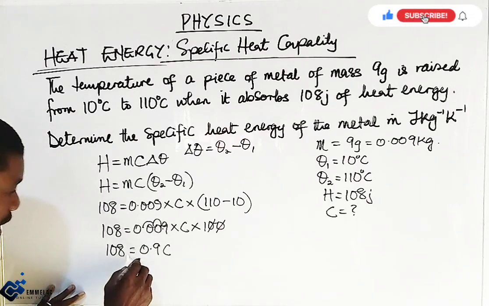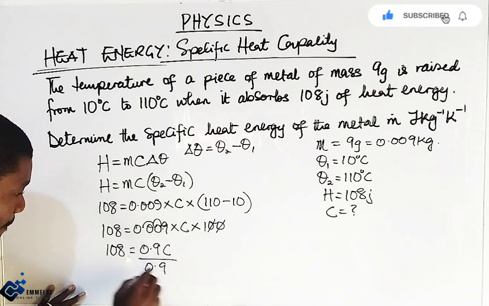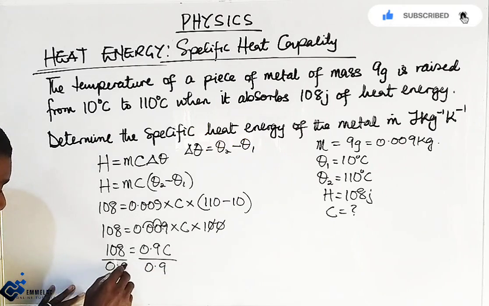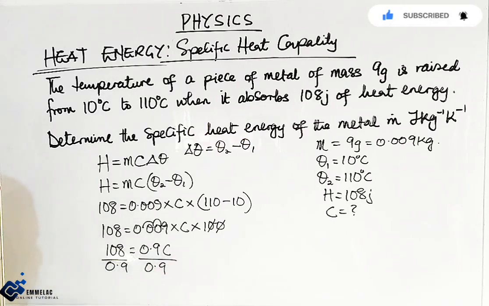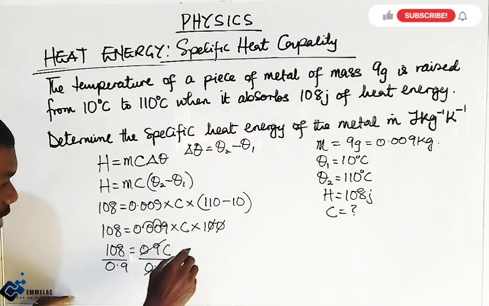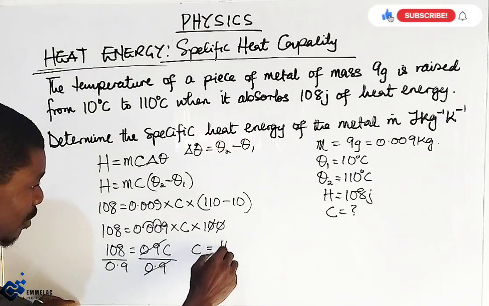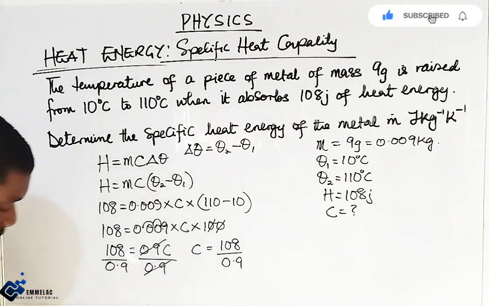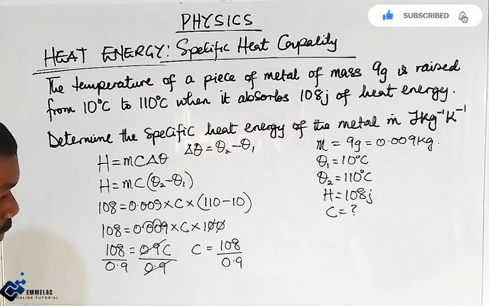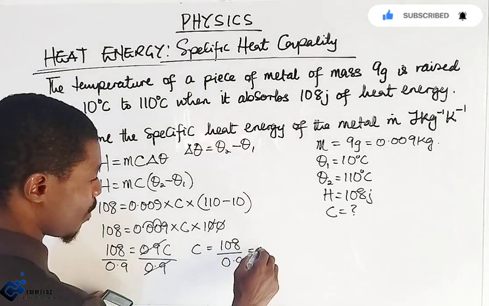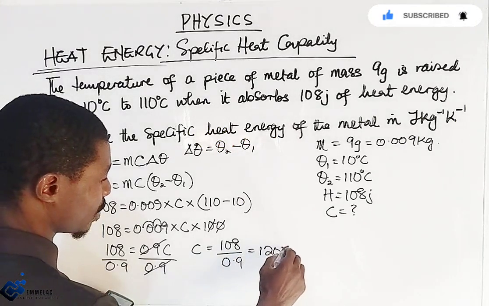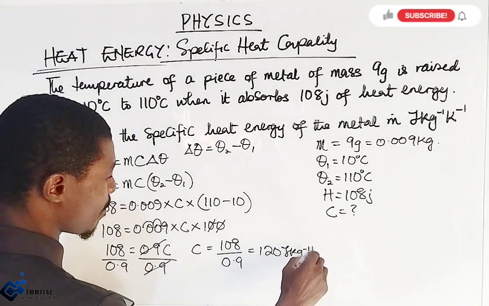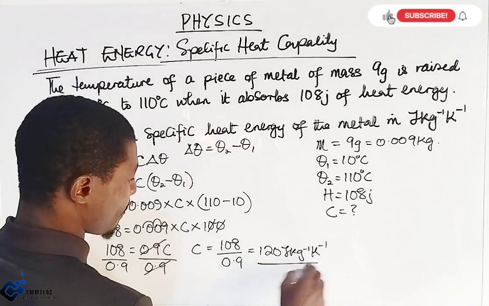Now divide both sides by the coefficient of C, which is 0.9. We eliminate this, and our C becomes 108 all divided by 0.9, and so this will give us 120 joules per kilogram per Kelvin.